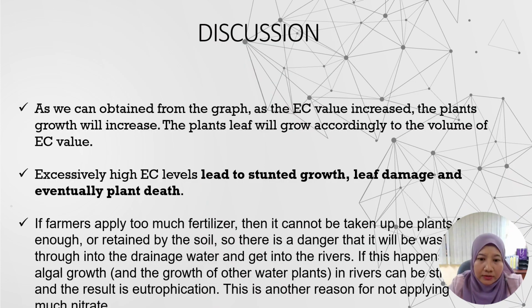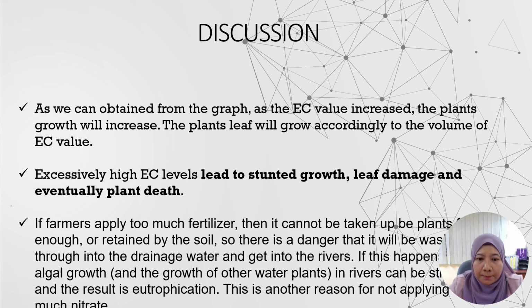As the conclusion, as we can see from the graph, as the EC value increases, the plant's growth also increases. The plant's leaf will grow according to the EC value, but an excessively high EC level will lead to stunted growth, leaf damage, and eventually the plant will die. That means if farmers apply too much fertilizer, it cannot be taken up by the plants, or the plants cannot stand the EC value or it is not retained by the soil, so there is a danger that the plant will die. If this happens, it will also affect the drainage water and get into the rivers. Rivers will then suffer eutrophication, being affected by the excessive use of fertilizer.